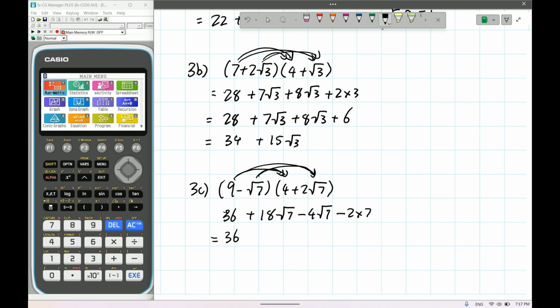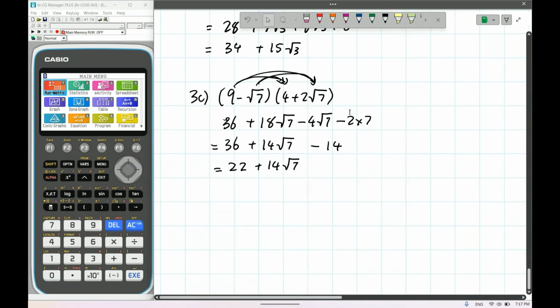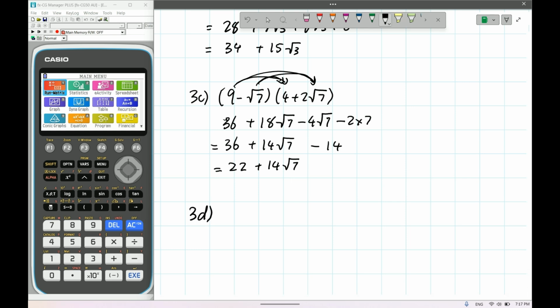So 36 plus 18 minus 4 square root 7, that will become 14 root 7 minus 14, because 2 times 7 makes 14. 36 minus 14, that would make 22, plus 14 root 7. All right, cool. Then keeping up to speed, let's go up to 3D.